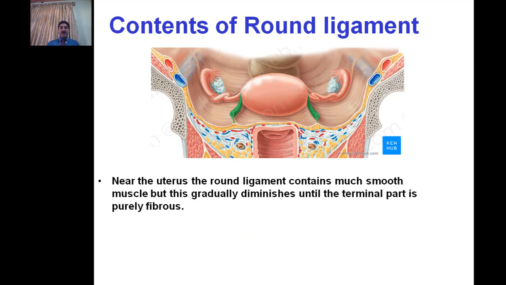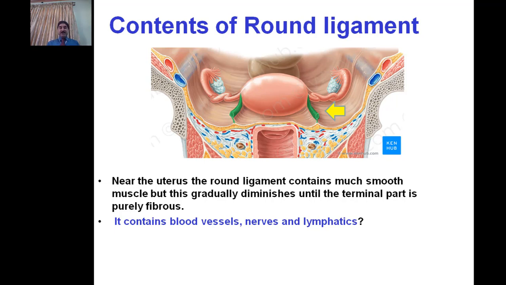Near the uterus, the round ligament contains much smooth muscle, but this gradually diminishes until the terminal part is purely fibrous. It contains blood vessels, nerves, and lymphatics. During hysterectomy, ligature of this round ligament is important, otherwise it may lead to bleeding.